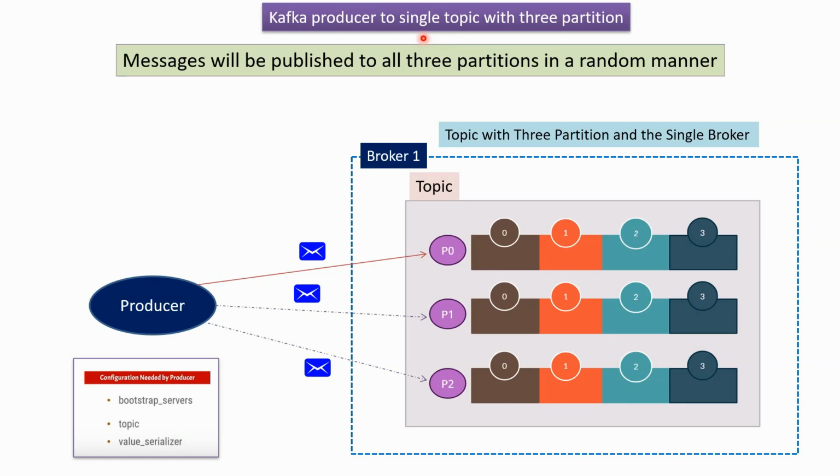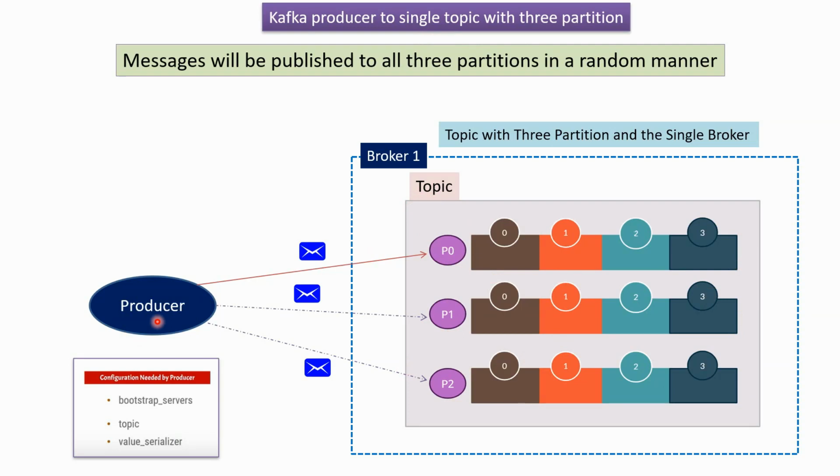In this video tutorial, I will explain Kafka Producer to a single topic with three partitions. Here you can see the broker. It has one topic, and the topic has three partitions: partition 0, partition 1 and partition 2. Here you can see the producer. The producer generates messages and publishes messages to all three partitions in a random manner.